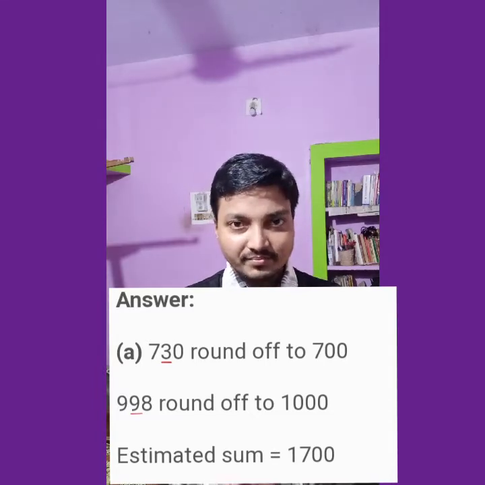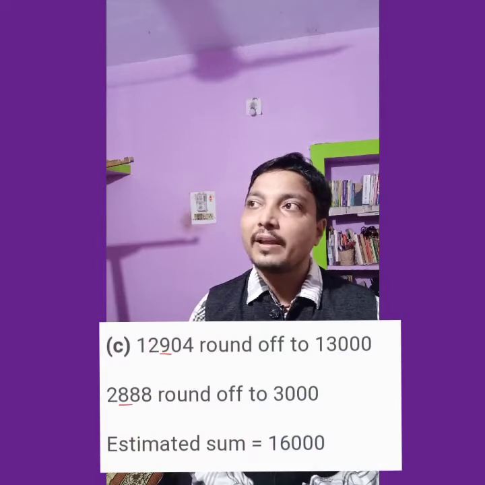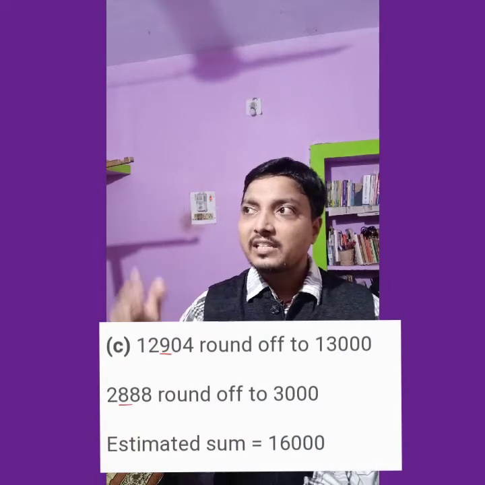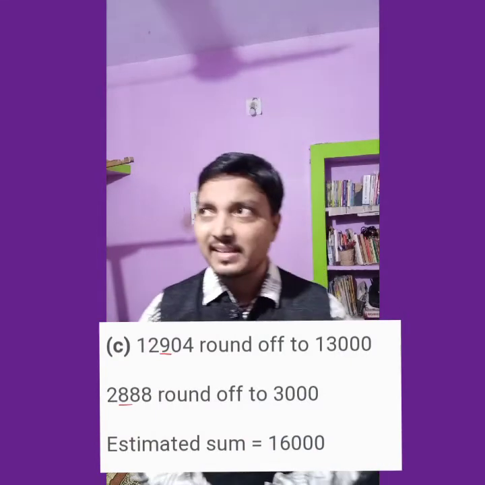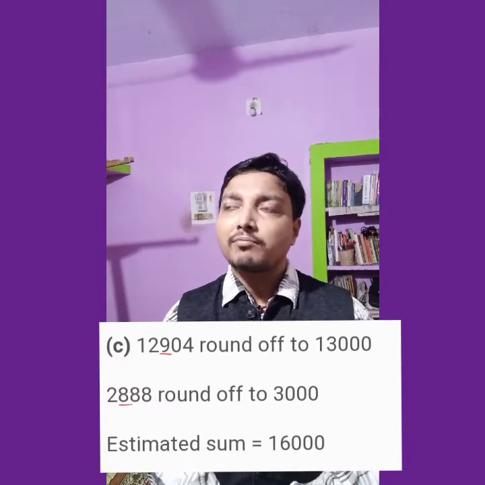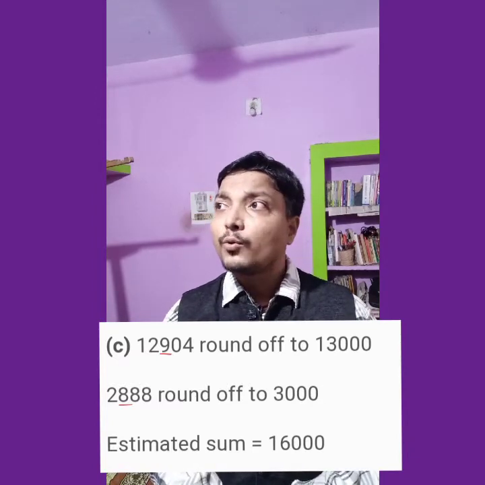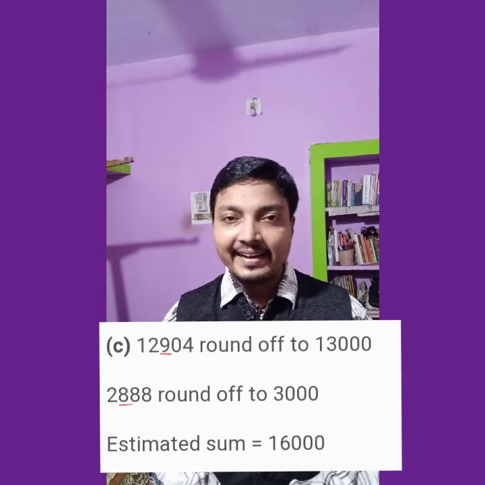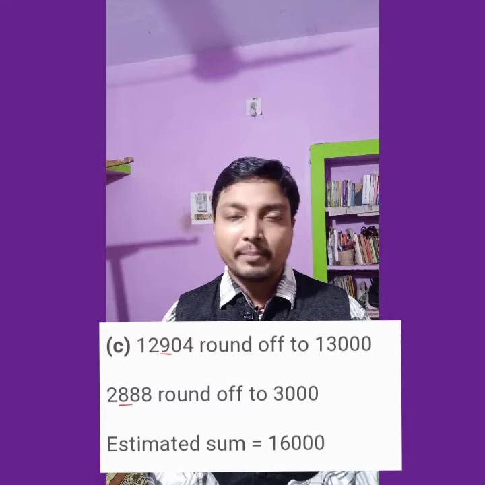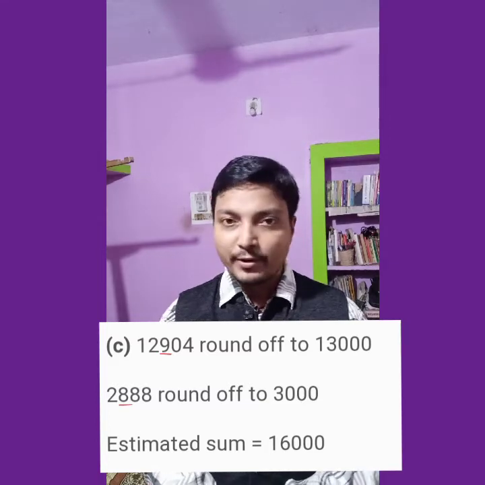Understood or not understood? In the same way, we need to check question number C. It is given with the same instruction: you just have to estimate the sum. Here we have to find the estimated sum of 12,904 and 2,888. One of the numbers is a 5-digit number, another is a 4-digit number.